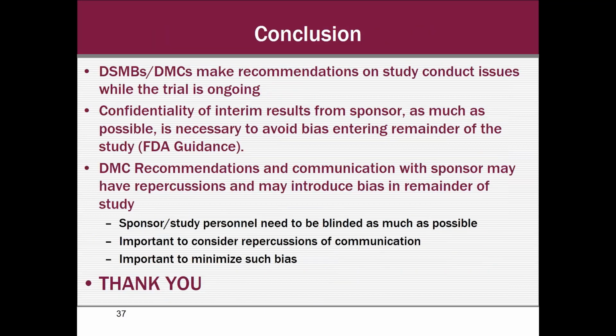Okay, so just in conclusion, the DMCs make recommendations on study conduct issues while the trial is going. Confidentiality of the results from the sponsor as much as possible is necessary to avoid bias entering the trial. DMC recommendations to the sponsor can have repercussions, need to be as terse as possible, and it's important to consider repercussions of communication and minimize bias. Thank you very much.